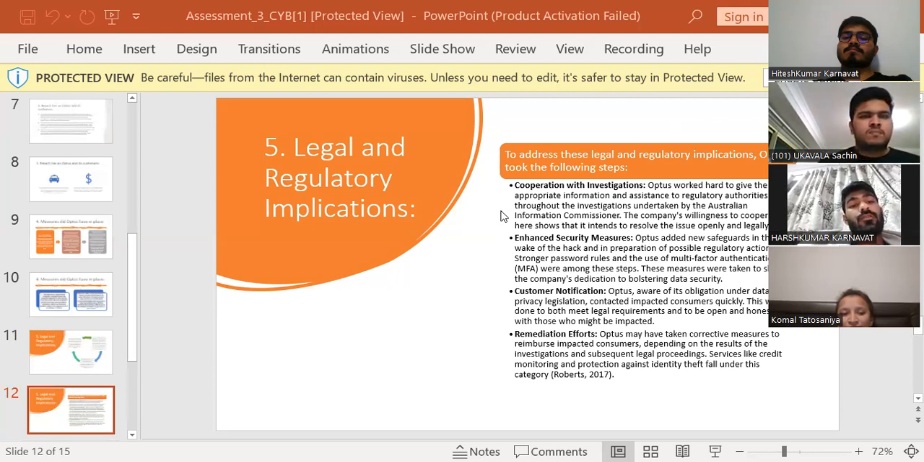Services like credit monitoring or protection against identity theft fall under this category. Now the next slide, please.